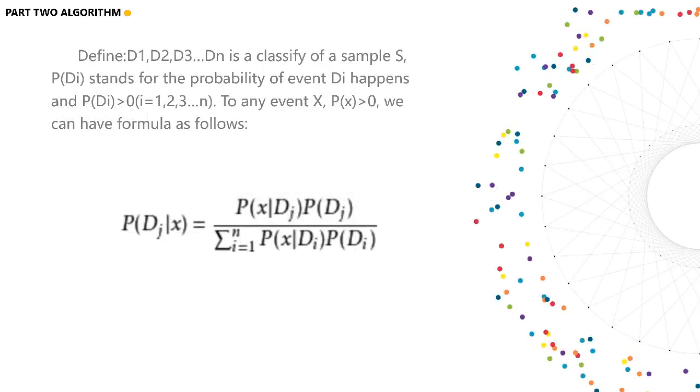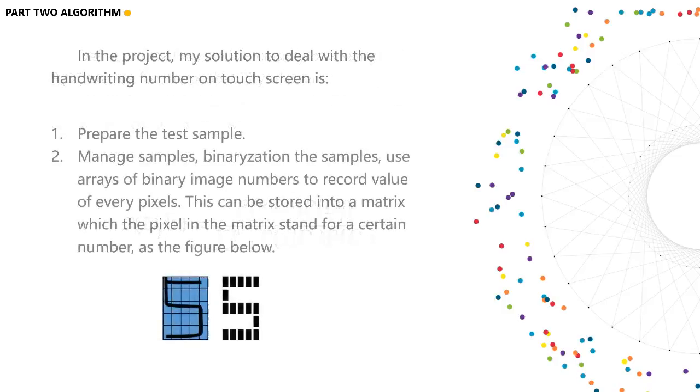For example, there are D1, D2, D3 events, which are a classifier of a sample S. P(Di) stands for the probability of event Di happening, and P(Di) is greater than 0. For any event X belonging to S, P(X) is greater than 0, so we can have the formula as follows. This is the naive Bayes formula. We can use it to calculate the posterior probability.